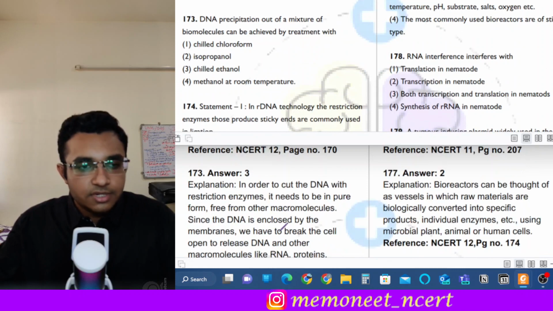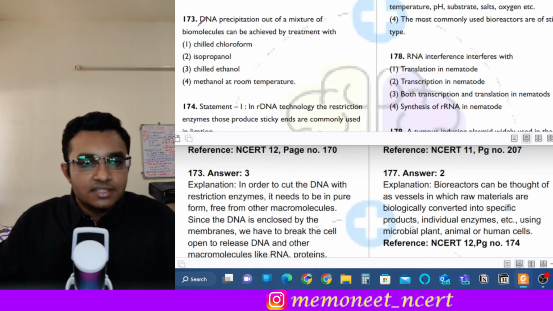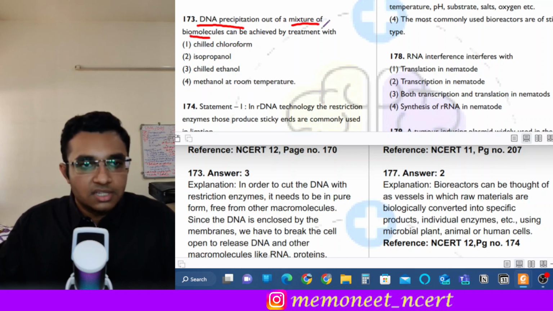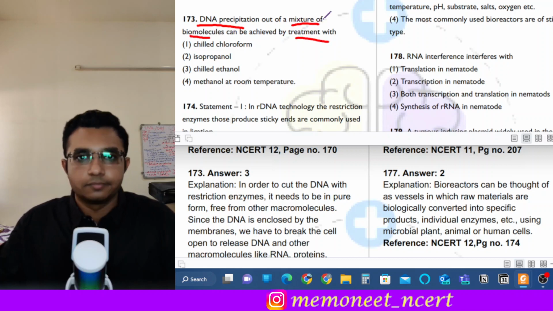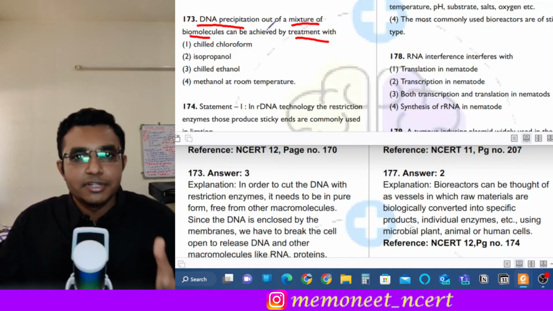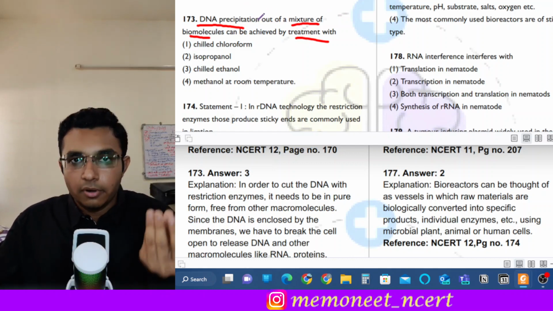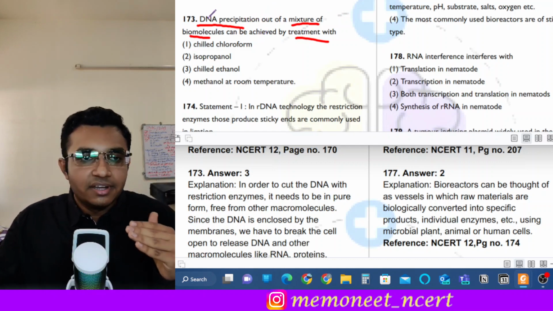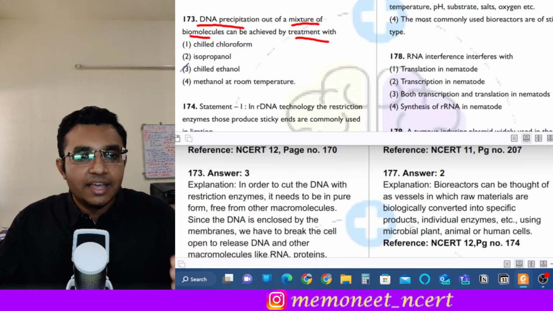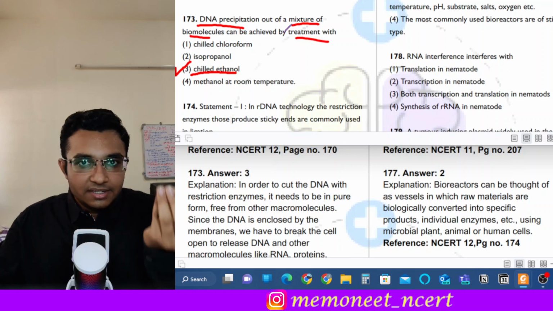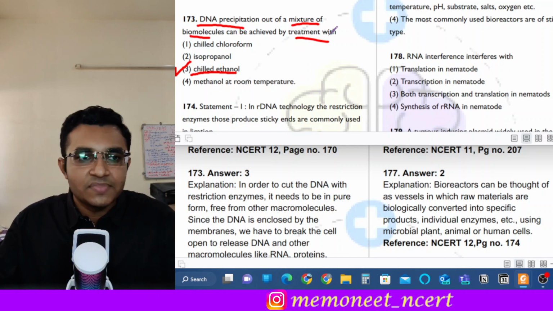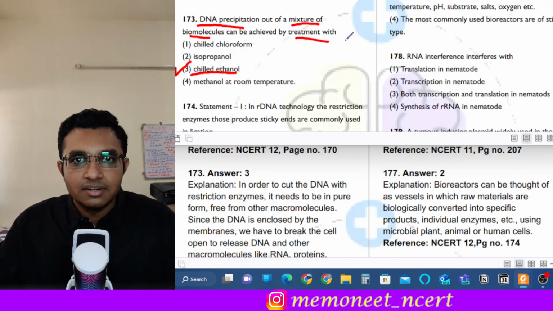Moving on to the next question, question 173. It states the DNA precipitation out of a mixture of biomolecules can be achieved with the treatment with what? So see, the DNA precipitation process is to obtain the pure DNA, right? To obtain the pure DNA, the DNA precipitation needs to be done, and this precipitation is done with the help of chilled ethanol. Okay, so as we add chilled ethanol, the DNA is precipitated at the bottom, and we take it out with the help of spooling. So the answer is option 3, chilled ethanol.